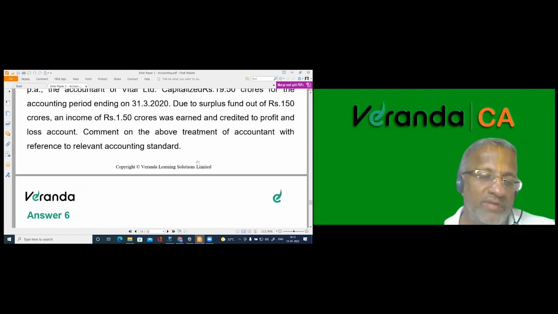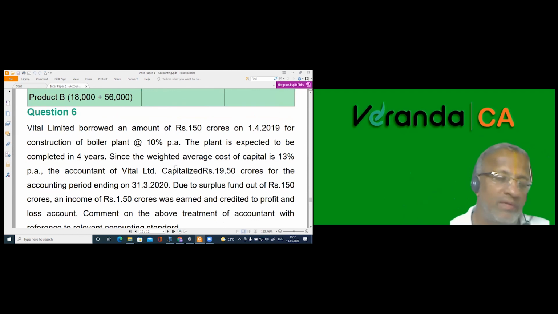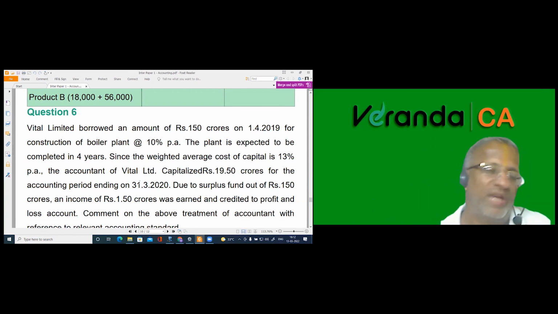Is that clear? The weighted average cost of capital is not important information. They have capitalized 19.5 crores and that is not correct. Specific borrowing is 10% on 150 crores. Then the 1.5 crores, that much we will be deducting. The remaining portion alone will be taken for capitalization. Are you clear?